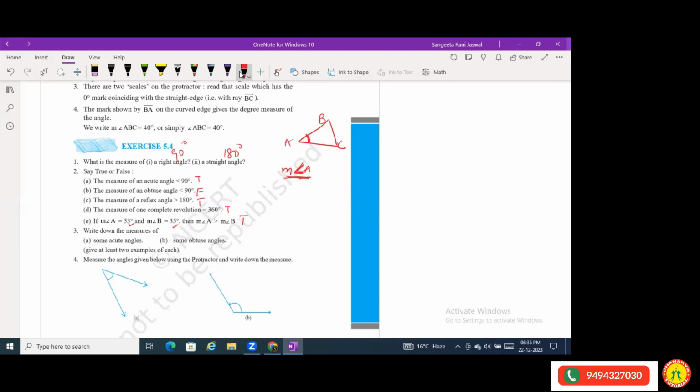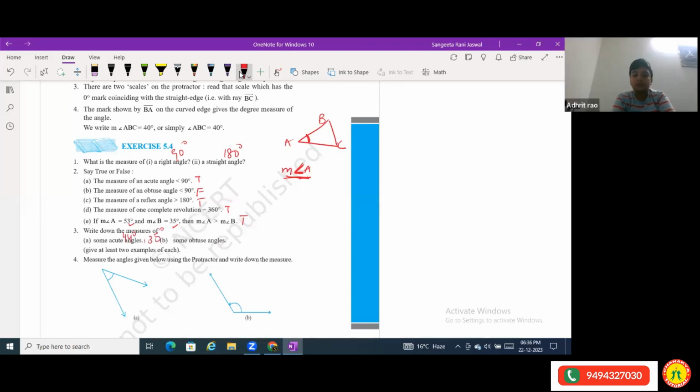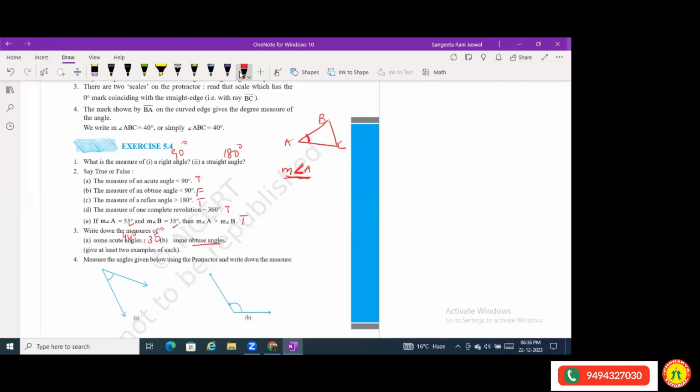Okay, next is write down the measures of some acute angles. Can you tell me some acute angles? Just give me one or two examples. 37 degrees. Adrit, you speak on your turn. Yes, ma'am. 44 degrees and 35. Good. Charvik, quickly give me some examples of obtuse angles. Ma'am, 135. Okay. One more. 120. Okay, good.